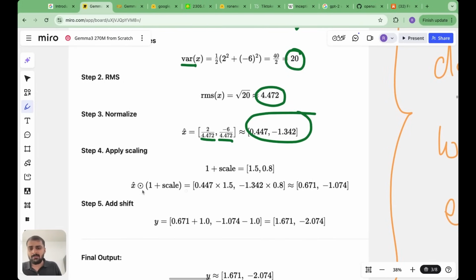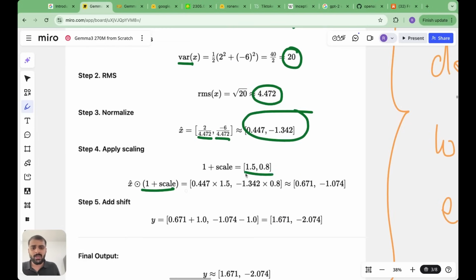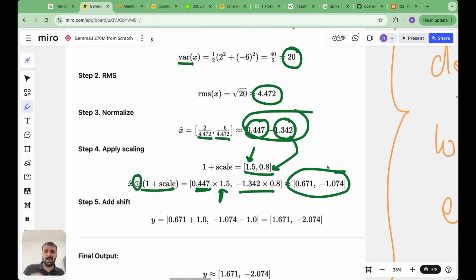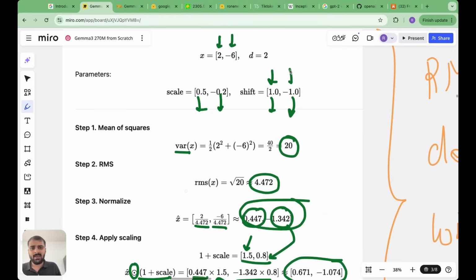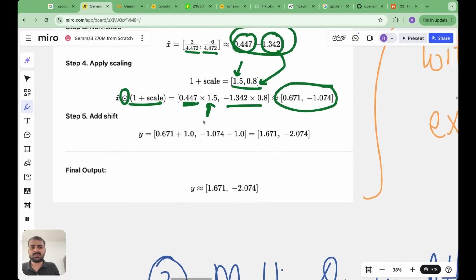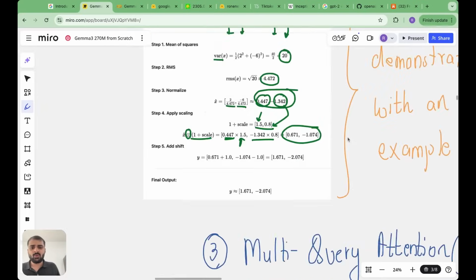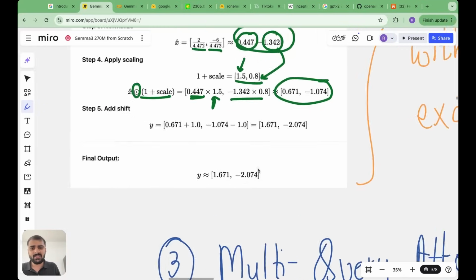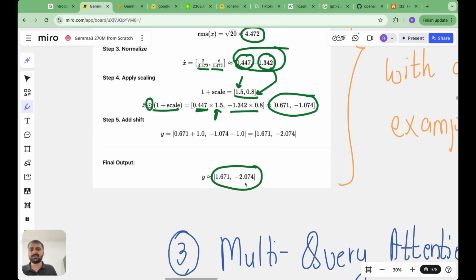So what I do is I first multiply with 1 plus the scale parameter. So 1 plus scale is 1.5 comma 0.8, and this symbol is element wise multiplication. So I'll multiply the first element here with the first element of this vector, and I'll multiply the second element here with the second element. So that's how I get the vector after scaling. And then after this point, what I'm going to do is add a shift. So the shift is 1 and minus 1, right? So I add, and this is also element wise shifting. So I add 1 comma minus 1 here. So the final answer is 1.671 comma minus 2.074.